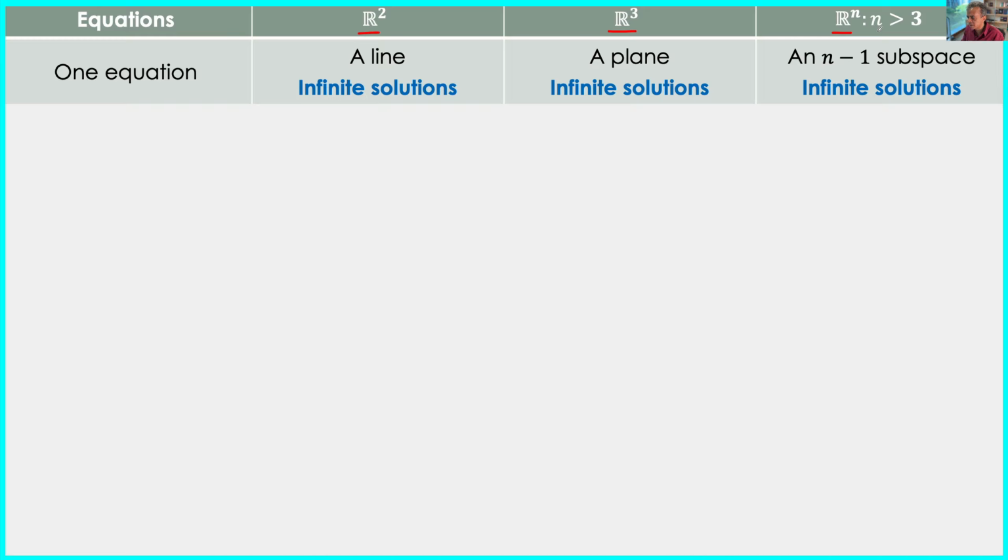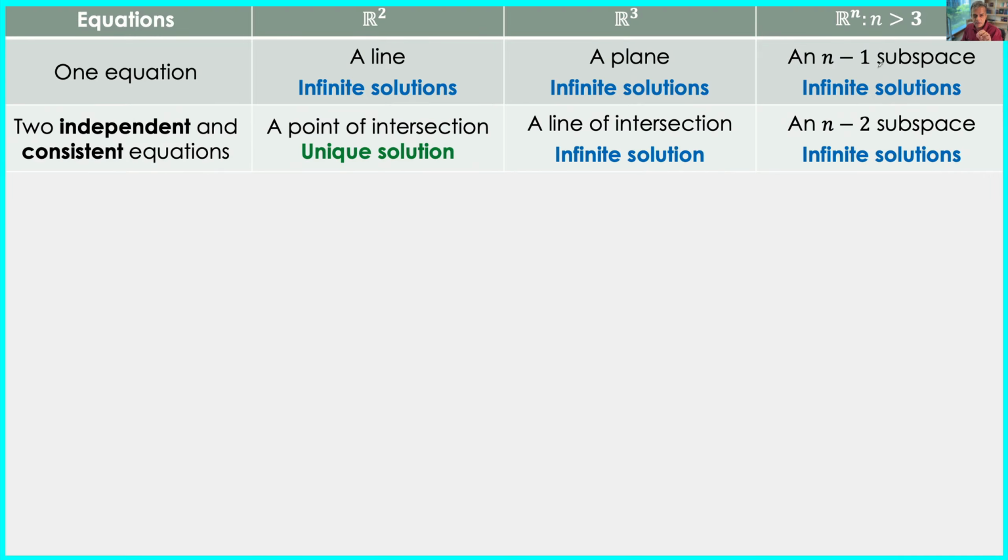Extending to Rn, what you will have is going to be an n-1 subspace. Why n-1? Because in R3 you had a 3-1 subspace, which was a plane. In R2 you had a 2-1 subspace, which was a line. So similarly in Rn, you can imagine that it is going to be n-1. It's not a point, so an infinity of solutions.